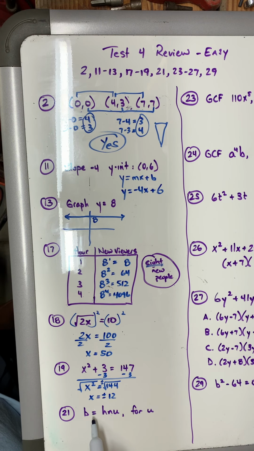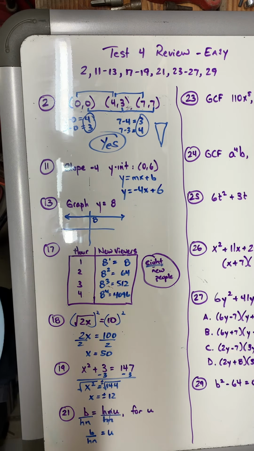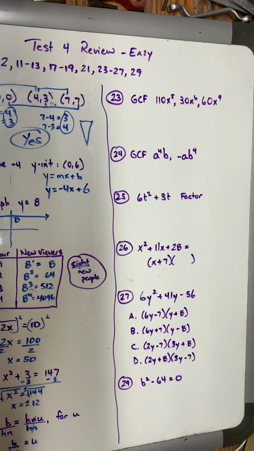Okay, this one is b equals h and u, and we're solving for u. So how would I get u by itself? I would divide by the h and n, because then they'll cancel. But in order to divide on the right side, I have to divide on the left side. So I'm done. My answer is u equals b over hn. And keep in mind on these questions, if I had had a capital letter, I would need to type it in as a capital letter in order for them to mark my answer right. So pay attention to whether it's uppercase or lowercase.